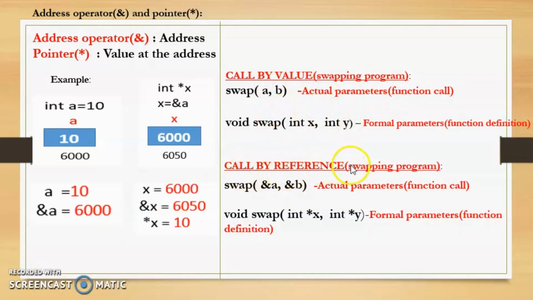But in call by reference, we will pass the address of the variables, and inside the function definition we will use pointers because we need the value at the address. So using *x we will get the value at address of a, and using *y we will get the value at address of b. So *x and *y will be the formal parameters. If any changes are done to these formal parameters inside the function definition, then automatically it will change the actual parameters because the addresses were passed.